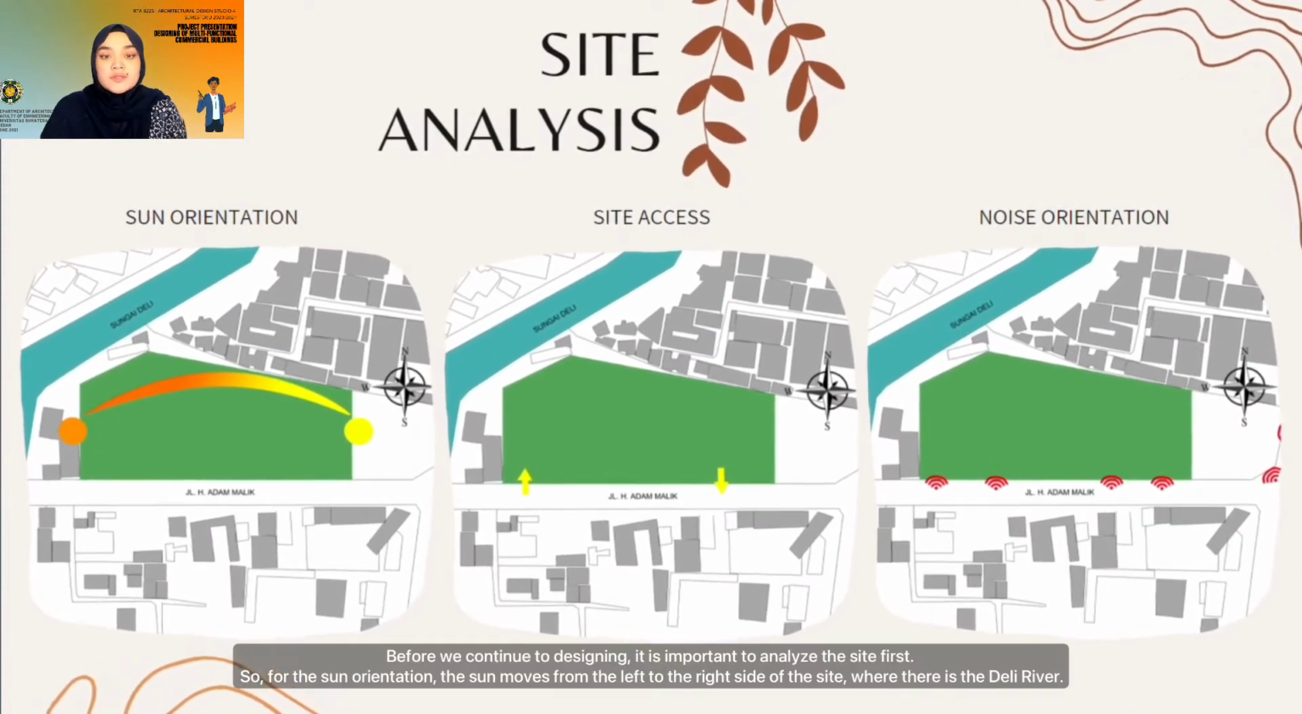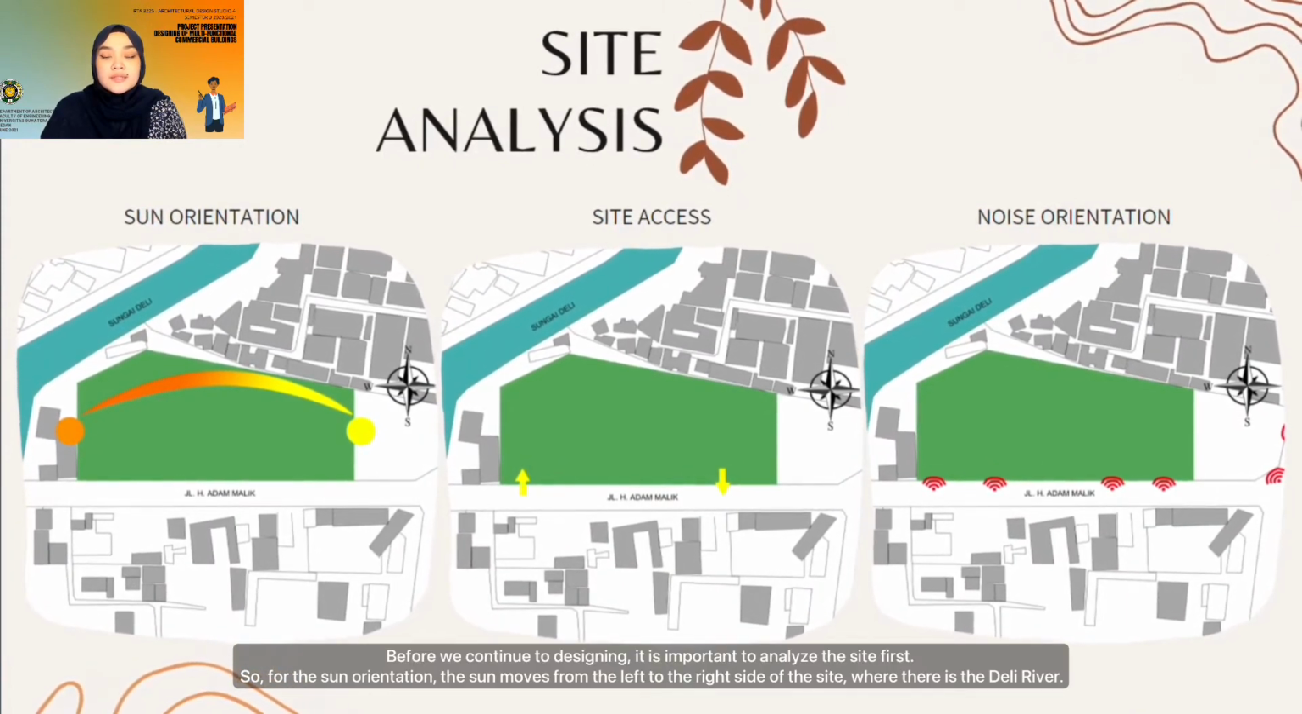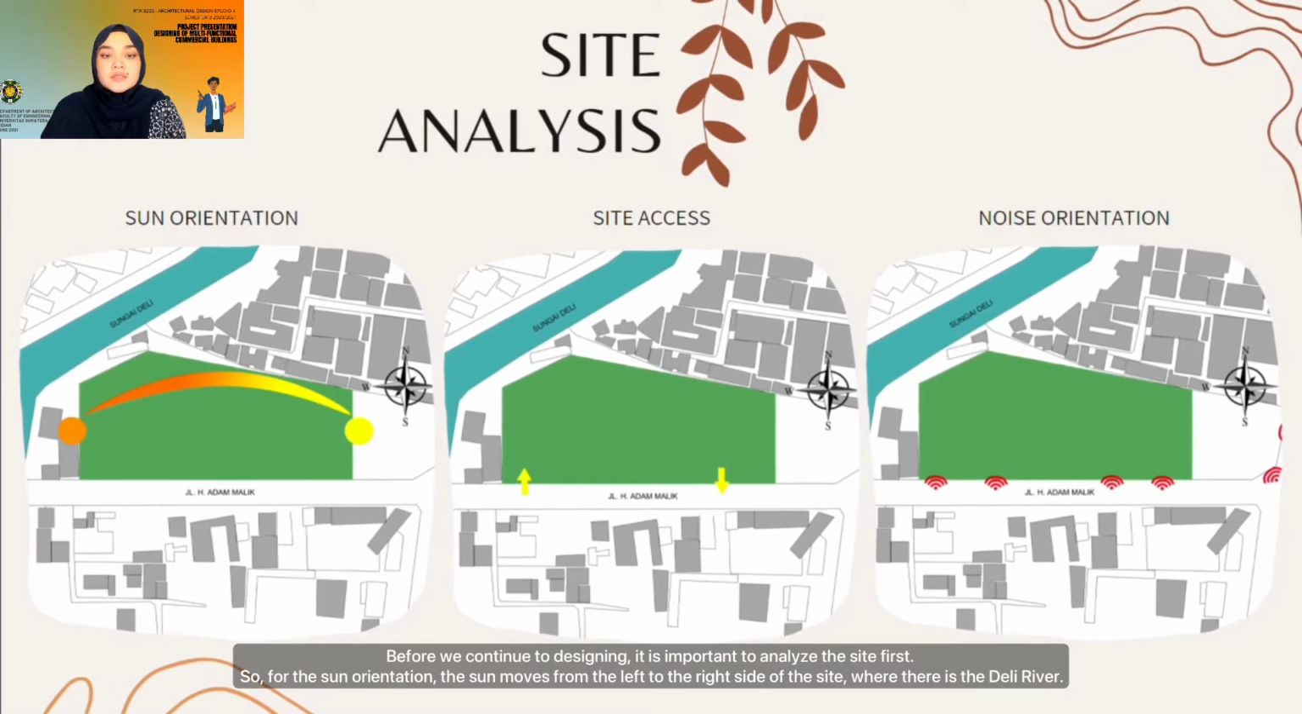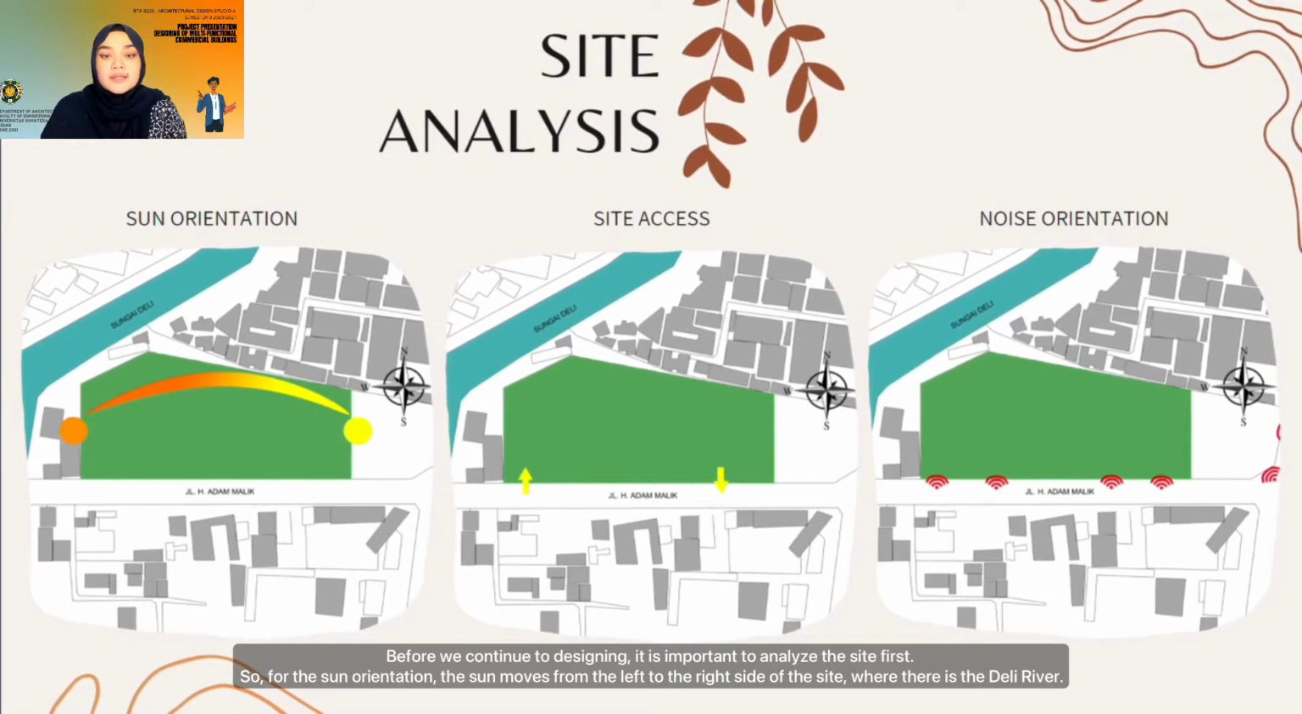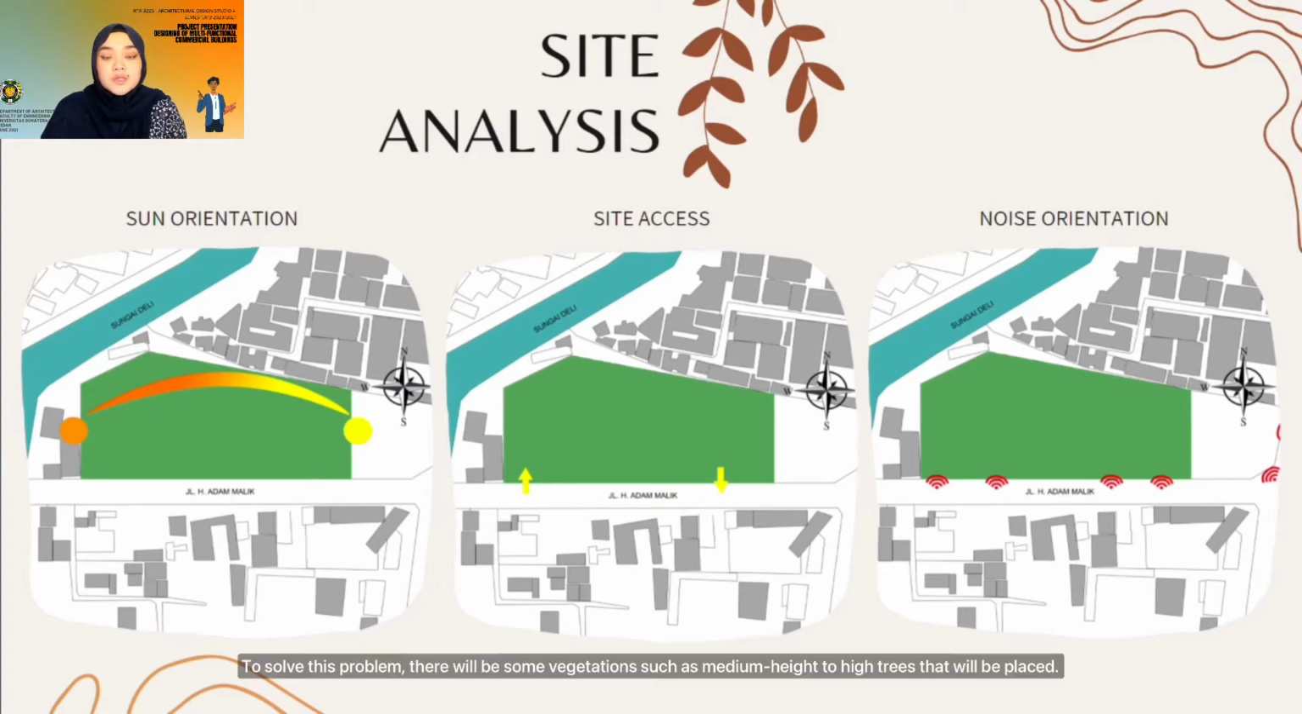Before we continue to designing, it is important to analyze the site first. So for the sun orientation, the sun moves from the left to the right side of the site, where there is the Delhi River. This would cause the left and the right side of the building to be the areas that receive the most direct sunlight, which causes high temperature in the daytime. To solve this problem, there will be some vegetation, such as medium to high trees, that will be placed.